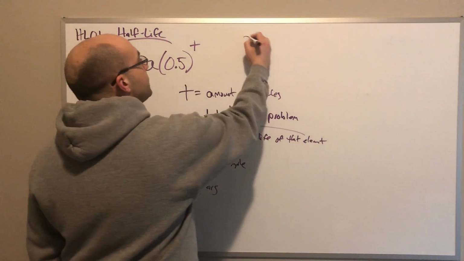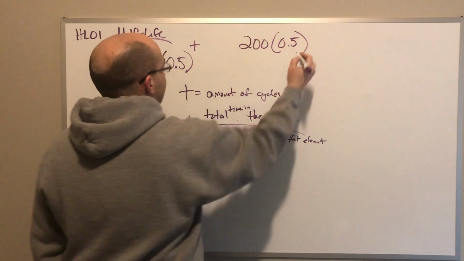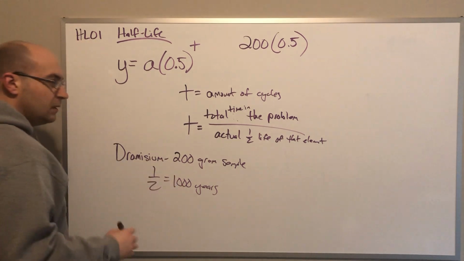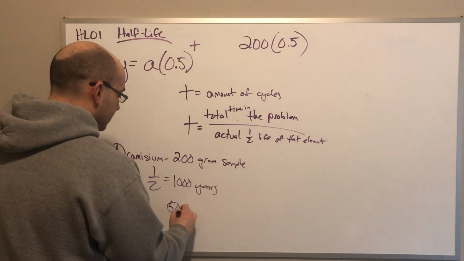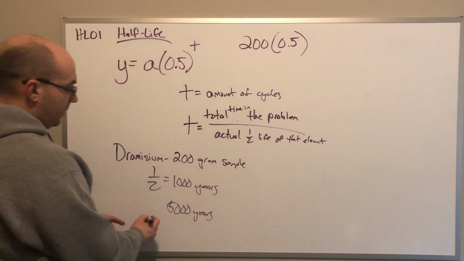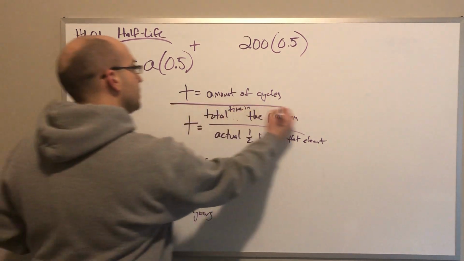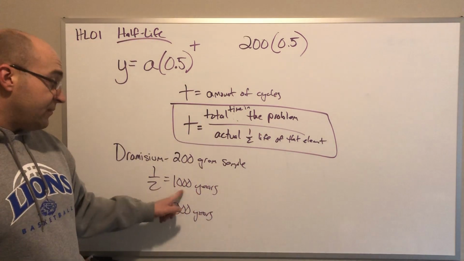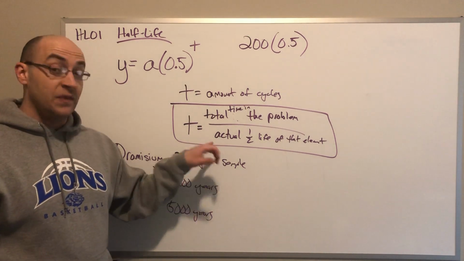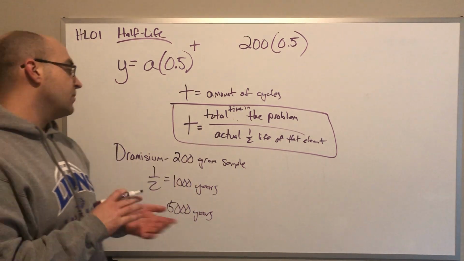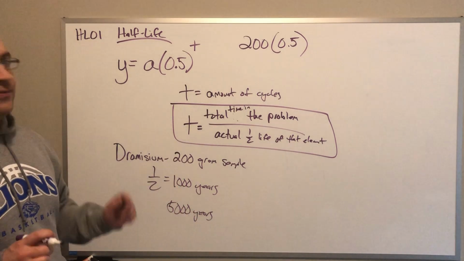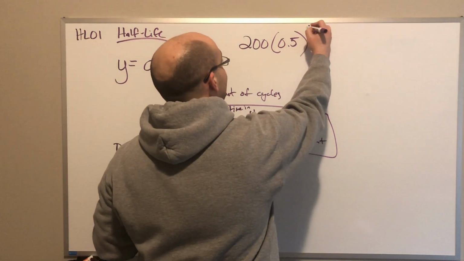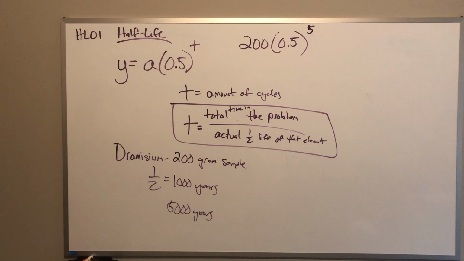So let's say 200 times the quantity of 0.5. Now, since the half-life is 1,000 years, let's say I want to know how much is left over after 5,000 years. So here's the deal. 5,000 is going to represent the numerator of my fraction, and the actual half-life of that element, 1,000 years, goes in the denominator. So you're going to simplify that fraction, right? 5 over 1 is going to be 5, meaning the cycles that went through in that problem was 5. So you're going to plug that in the calculator, and you're going to get an answer.